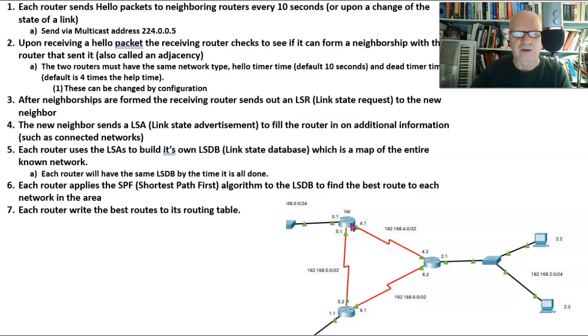Each router in this network will send hello packets to its neighbor. Now, hello packets have enough information for the neighbor to decide whether it wants to form a neighborship or an adjacency. So it plays a little game of Mr. Rogers, won't you be my neighbor, right?